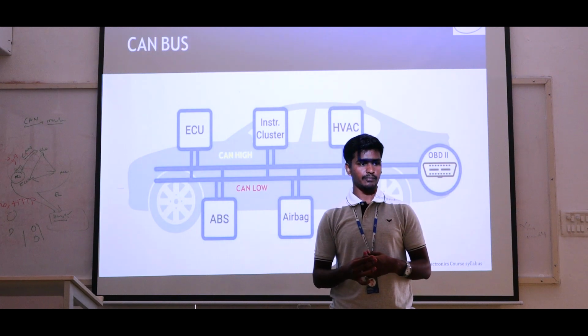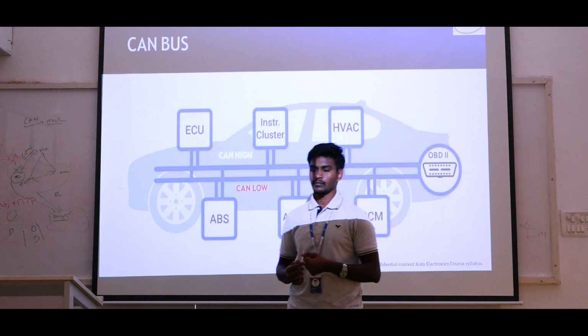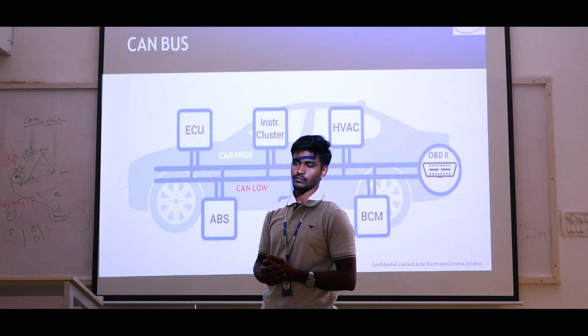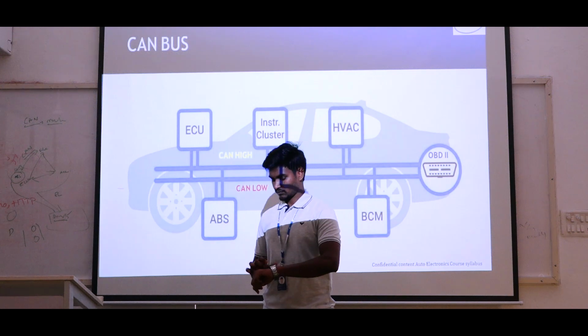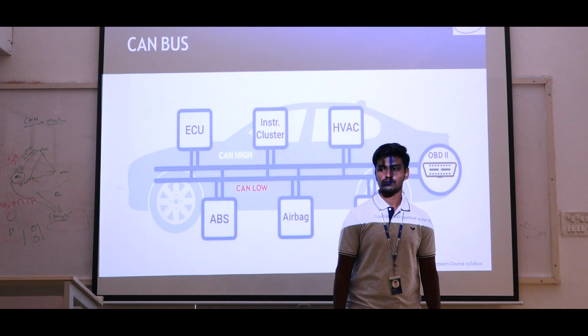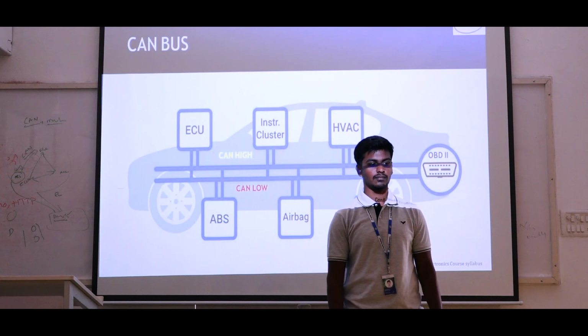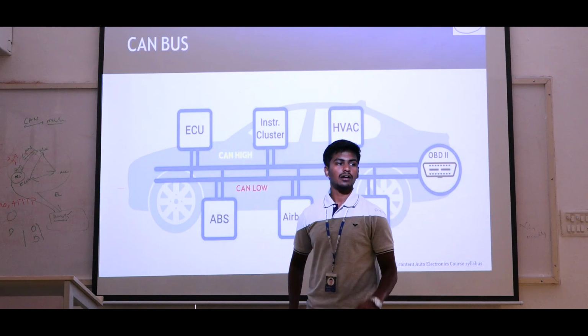Based on the comfort levels, let's go to a higher level. There are more features, right? For every feature there will be one ECU, and for that ECU there will be one sensor. The sensor gives data to the ECU, and the ECU gives the information to the CAN bus. The CAN bus talks to all the other ECUs. So the CAN bus is the communication.